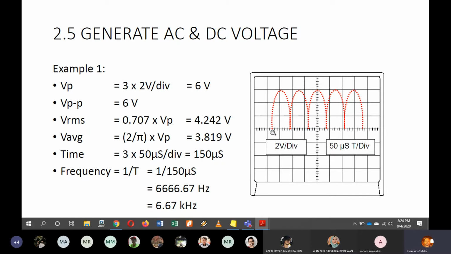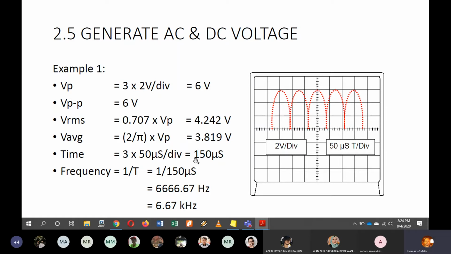Okay, from here 1, 2, 1, 2, 3, 4, 5, 1, 2, 3, 4, 5, 1, 2, 3, 4, 5. So 5, you know, senggat tu ada 5 senggat, 3 kali. So means that 3 divisions lah, because one division you have 1, 2, 3, 4, 5. Ada 5 part, 5 senggat. Alright. So you have 3 divisions and you have to multiply with the scale which is 50 microsecond.